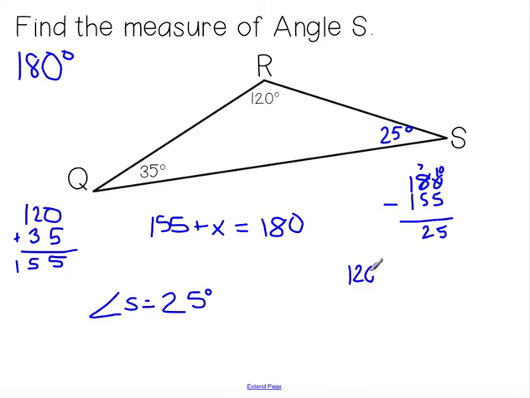Add up all three, 120, 35, and 25. 0, 5, 5 is 10. Put down the 0, carry the 1. 3 and 2 is 5, plus 2 is 7, plus 1 is 8. And then we have 1. So we got 180, so that's perfect.